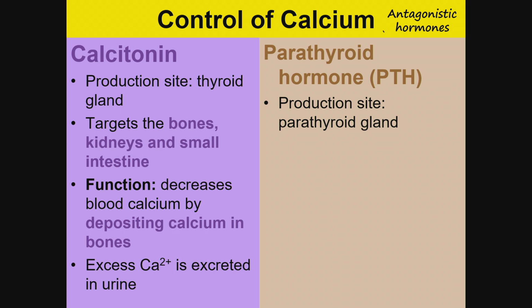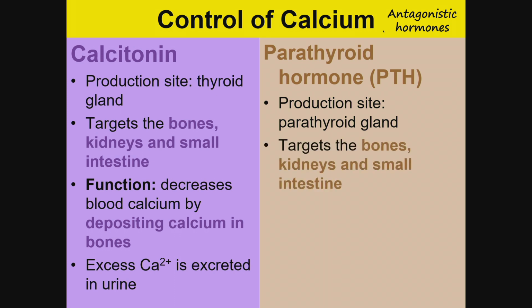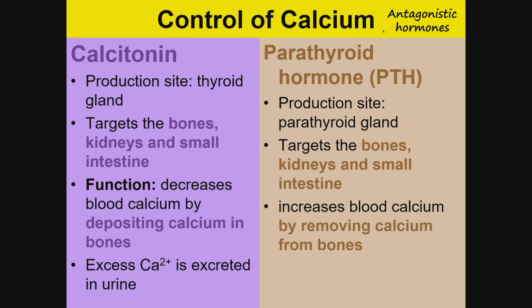Parathyroid hormone is antagonistic to calcitonin. It has the opposite effect. It is produced in the parathyroid gland, targets the same places, the bones, kidneys, and small intestine, but has the opposite function. It increases blood calcium by removing calcium from bones. Lactation, which is breastfeeding, stimulates the release of PTH.